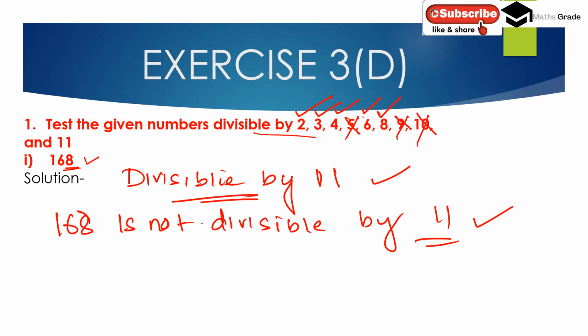Now is this number 168 divisible by 11? No, because the sum of digits at the even place is 9 and the sum of digits at the odd place is 6. 9 minus 6 is 3, which is not divisible by 11. So this number 168 is divisible by 2, 3, 4, 6 and 8, and 168 is not divisible by 5, 9, 10 and 11.